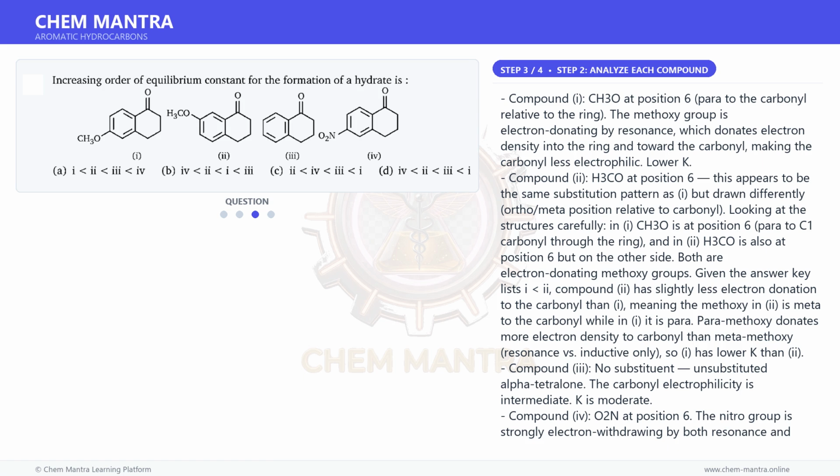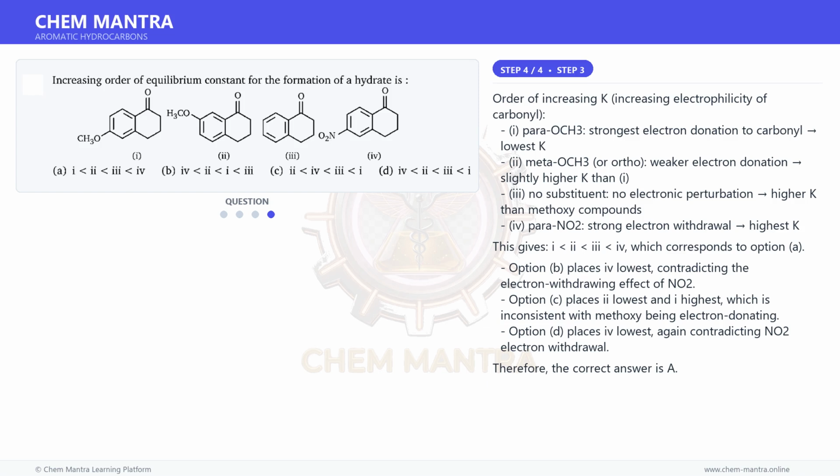Compound 3, no substituent, unsubstituted alpha-tetralone. The carbonyl electrophilicity is intermediate. K is moderate. Compound 4, O2N at position 6. The nitro group is strongly electron withdrawing by both resonance and induction. This makes the carbonyl carbon more electrophilic, greatly increasing K for hydrate formation.